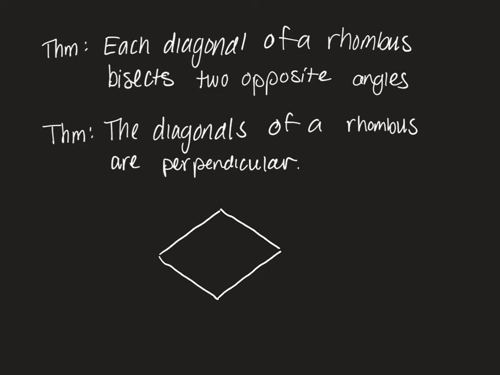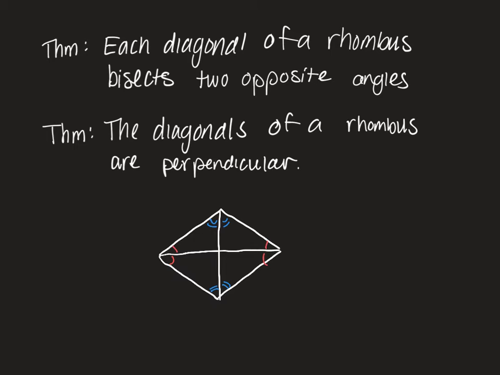He's had plenty. So, diagonals of a rhombus. It says they bisect two opposite angles. So it means that this is congruent to this. This is congruent to this. Also, these two here are congruent.